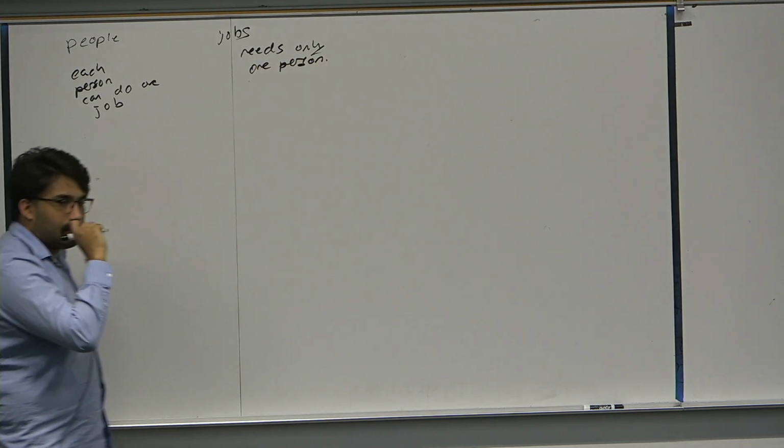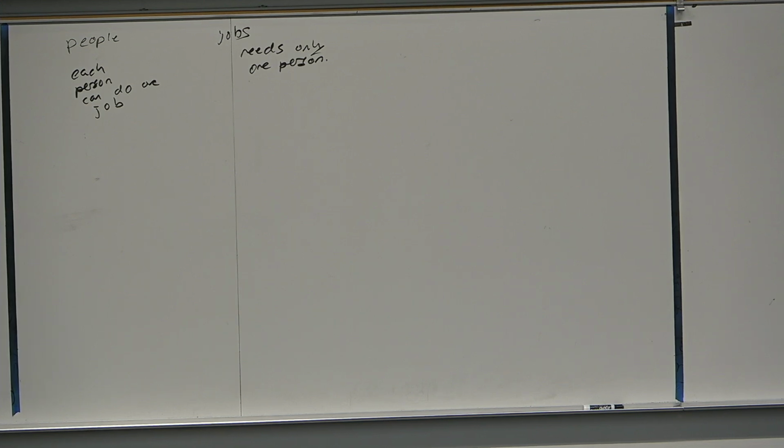Can you find the maximum amount of jobs that can be completed, the maximum amount of people-job pairings that can be done in such a way that every job is done, not necessarily every job, but the maximum amount of jobs that can be done by one person, and the fact that we want to maximize the number of people who are doing jobs, right?